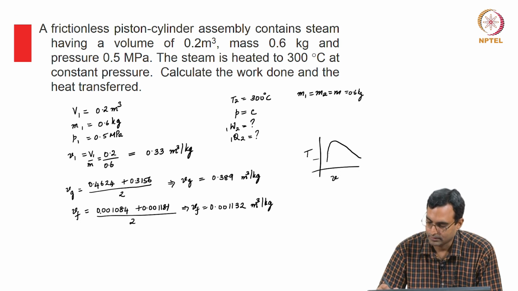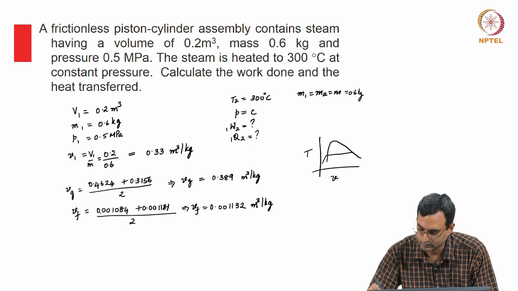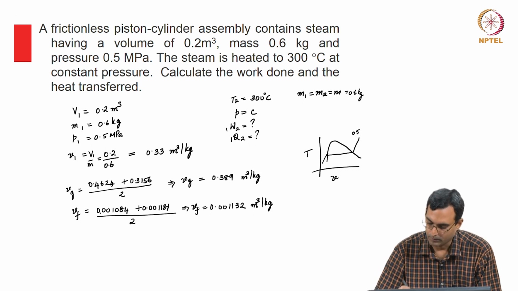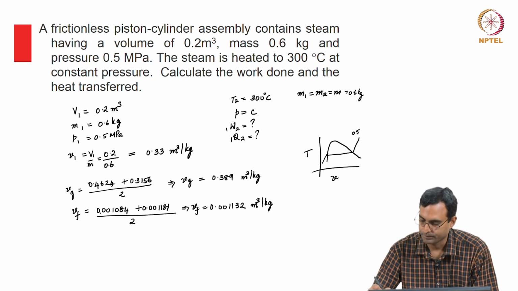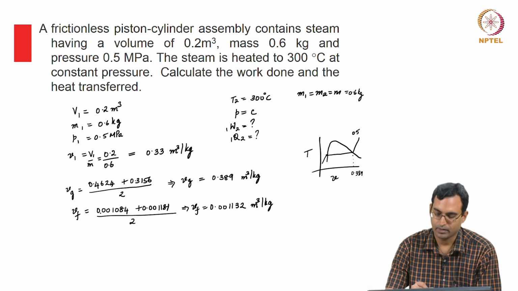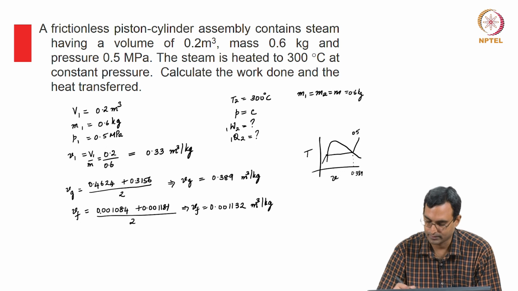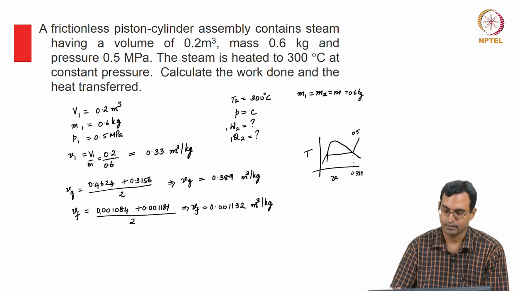At a pressure of 0.5 megapascal, this value is 0.001132, this value is 0.389. So, the value I am looking for is 0.33. It lies to the right of this because it is greater than this value. It lies to the left of this because it is less than this value. So, it must be somewhere in this region.